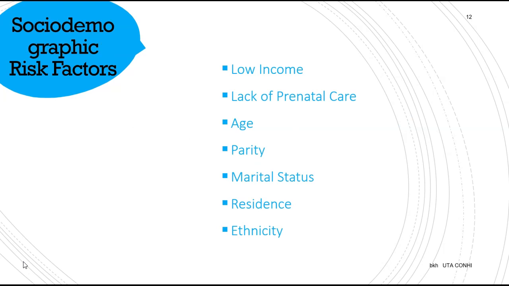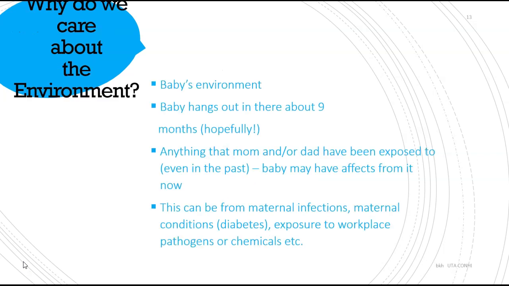Socio-demographic risk factors include low income, lack of prenatal care, their age, parity, meaning how many pregnancies they have had, the marital status, residence, and ethnicity. And why do we even care about this environment? Because that's where the baby lives. So everything that's going to impact mom is going to impact that baby's house for the next 9 months.